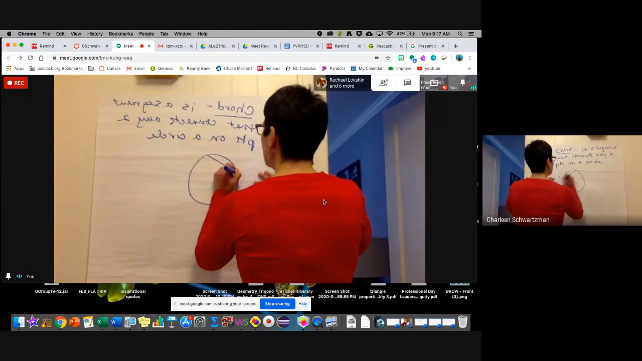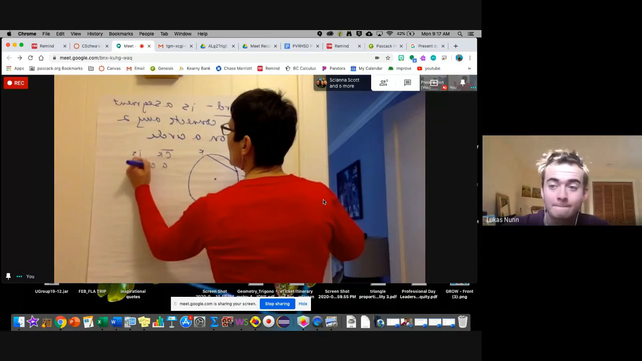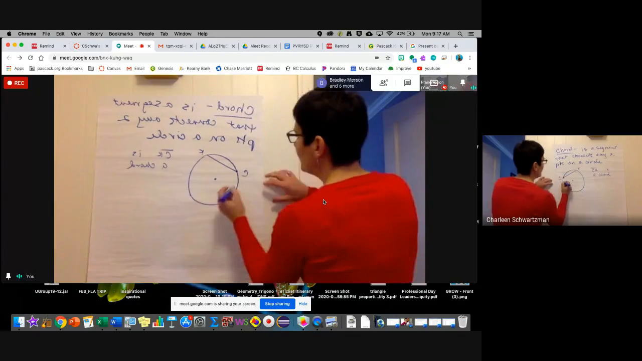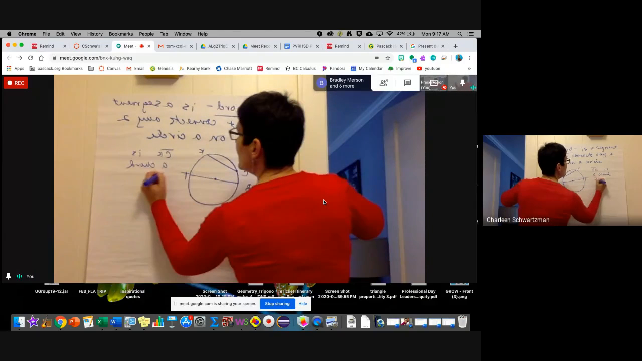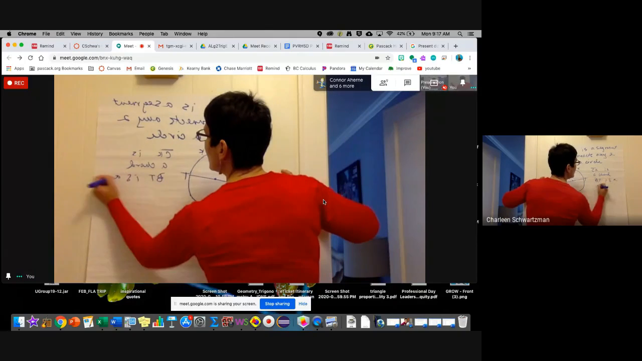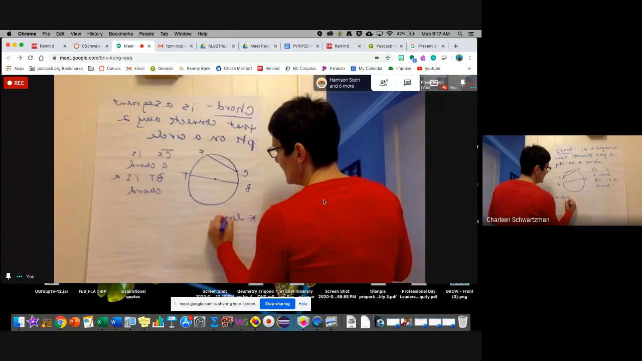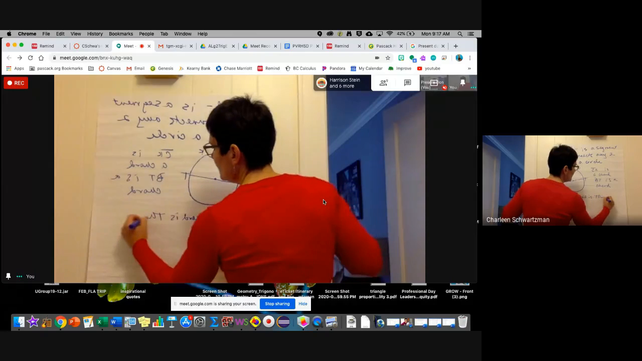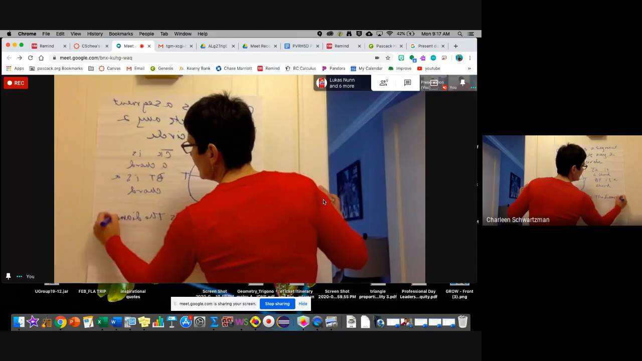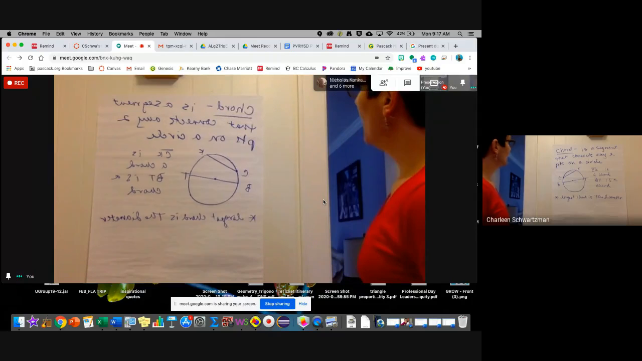So we can say CK is a chord. We can say BT is a chord. And we said that the longest chord is the diameter. The longest chord is actually a diameter, which is very nice.